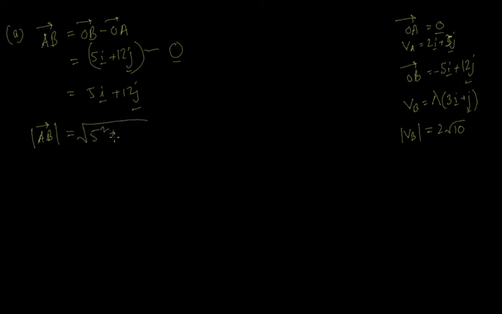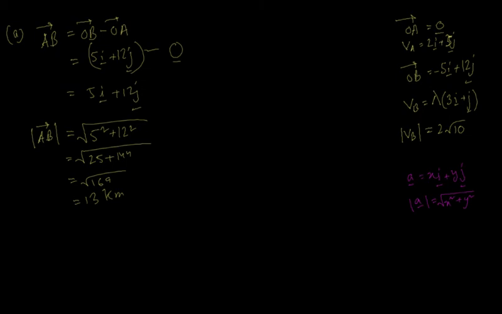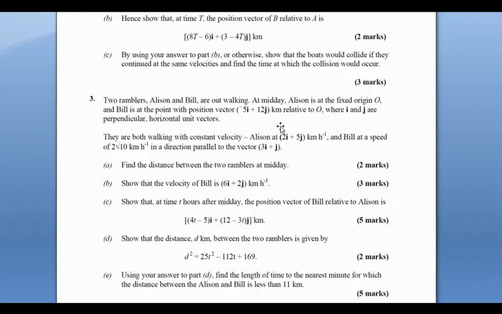Now distance is the modulus of displacement, so the modulus of AB is going to be the square root of 5 squared plus 12 squared. Remember the rule? When you have a vector like xi plus yj, the modulus is going to be the square root of x squared plus y squared. So the square root of 25 plus 144 is the square root of 169. So this is 13 kilometers. The unit is kilometers.